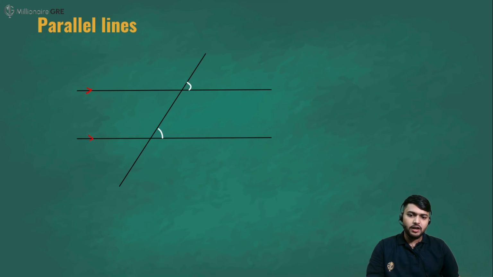Also, these two angles are equal. They are called corresponding angles. Similarly, these two angles are also equal. They are called corresponding angles. One more thing. This angle is equal to this angle. They are called alternate interior angles. This angle is equal to this angle. Again, alternate interior angles. One last thing.